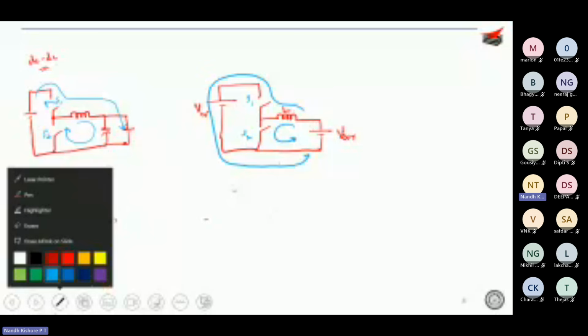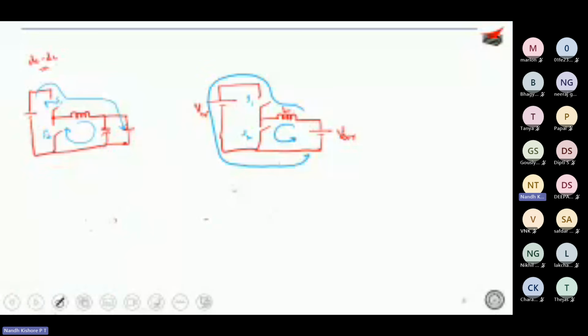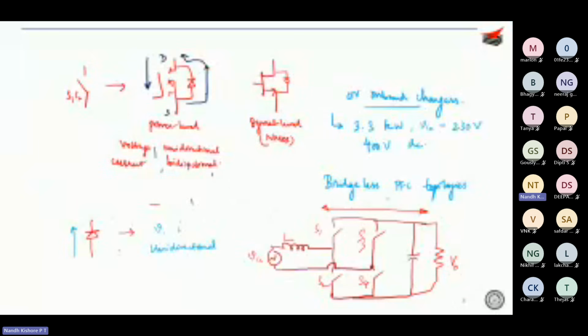But note the direction of inductor current in both cases. Over here, the inductor current is something like this. Correct? And over here, the inductor current is in the opposite direction. Okay. So that defines whether you are able to achieve buck operation or boost operation. Agree? Agreed or not till this point? Yeah, agreed. Okay. So now let's go back to the circuit.